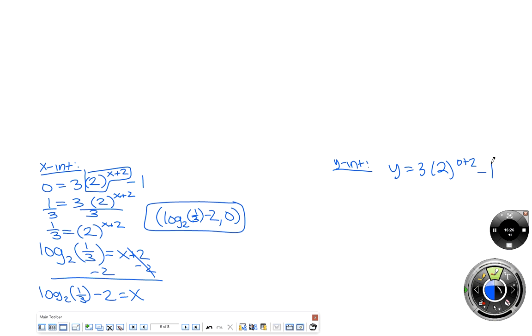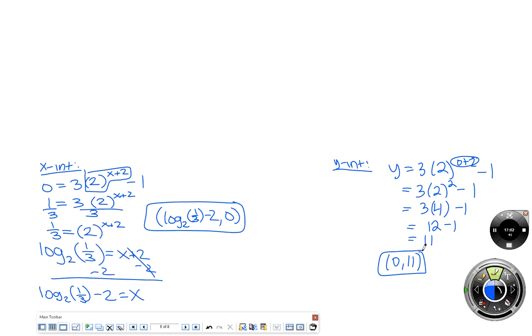We just have to finish the calculation on the right-hand side. And to do that, you need to do exponents before you do multiplication and then addition and subtraction. That's order of operations. So first we need to know what this exponent is. 0 plus 2 is going to give us 2. And then you don't do 3 times 2 here, right? Exponents before multiplication. So 2 squared will give us 4. 3 times 4 is 12, and 12 minus 1 is 11. So my y-intercept was (0, 11).